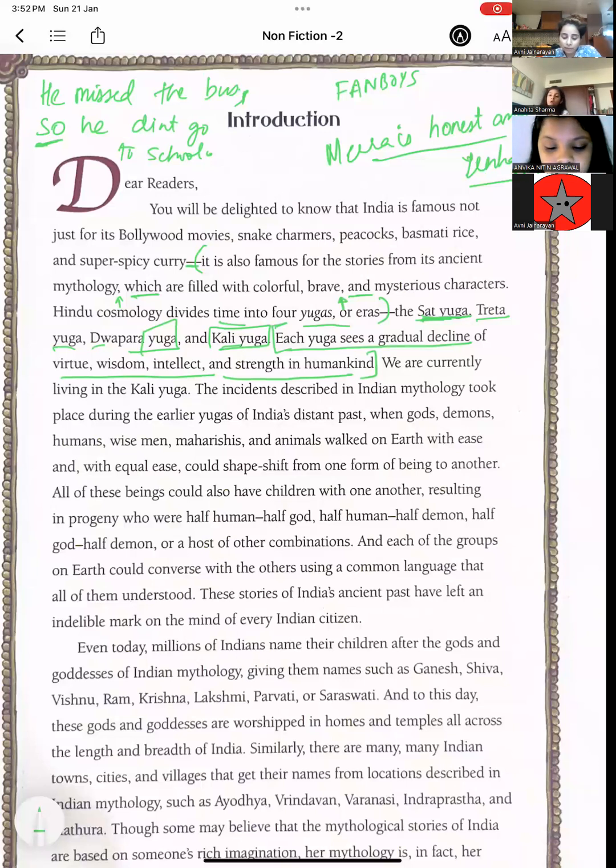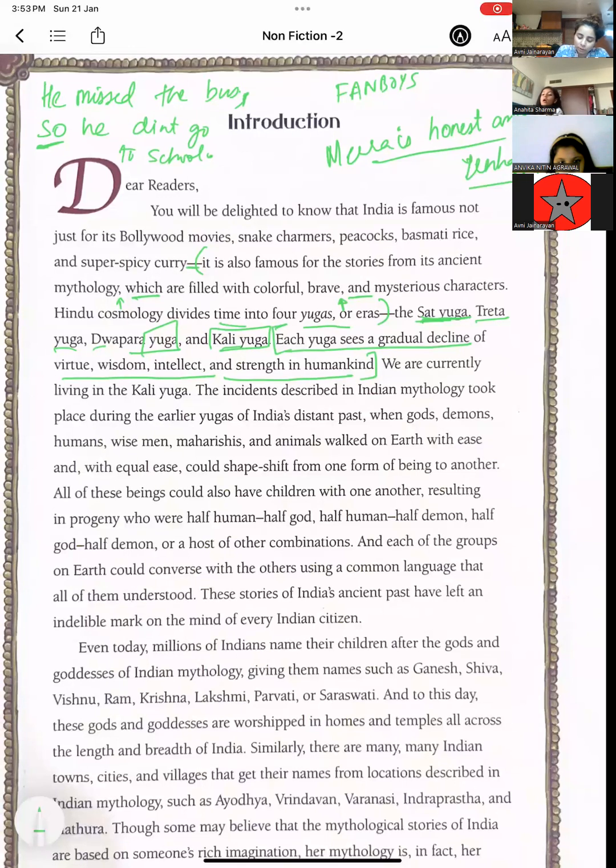Now let's read. Each yug sees a gradual decline of virtue, wisdom, intellect, and strength in humankind, which means the strongest people would be in Satyug. Right now, we are in Kalyug, so we are the weakest of the lot. We are currently living in Kalyug.